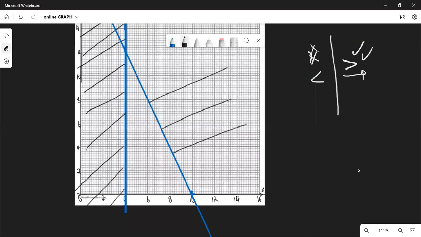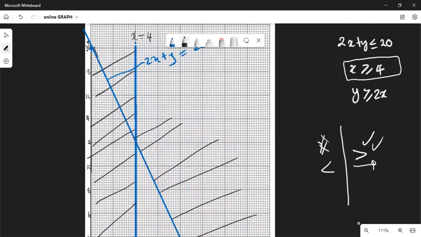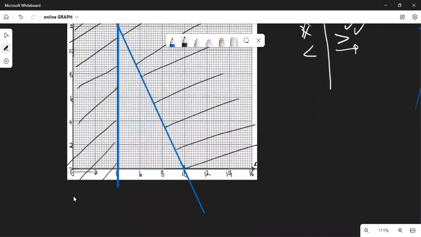We're going to shade this side. We do not need this side here. We do not need this region. So we just shade here. We do not need this region. We just shade that side. Okay, so that is it for this line.